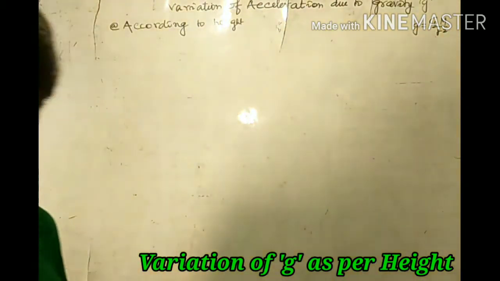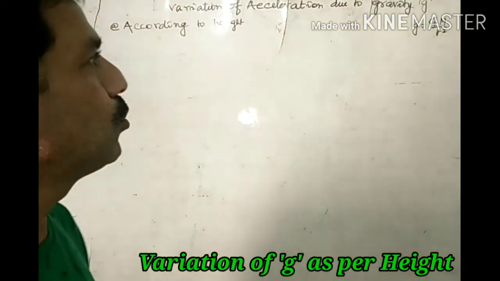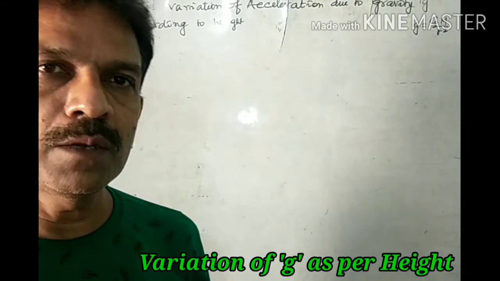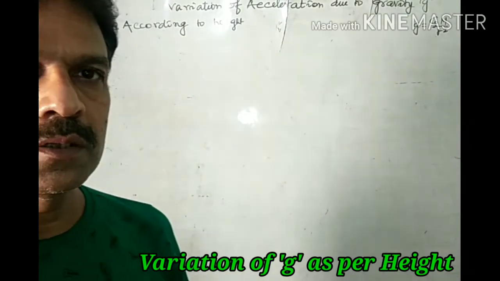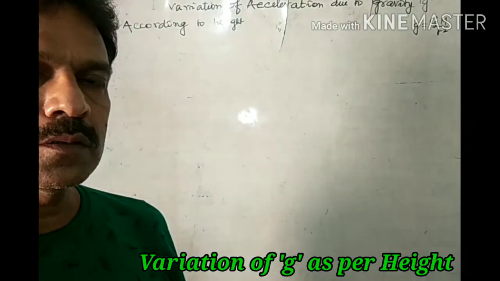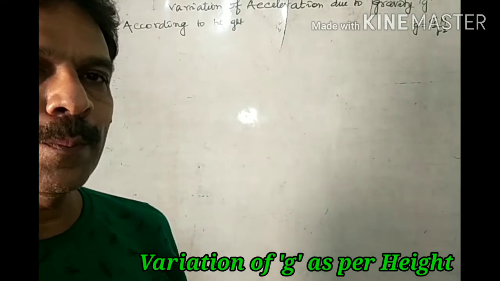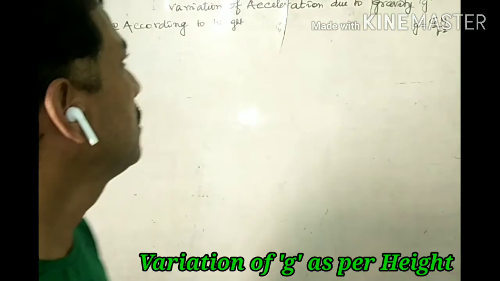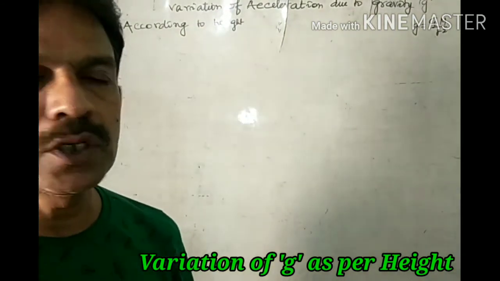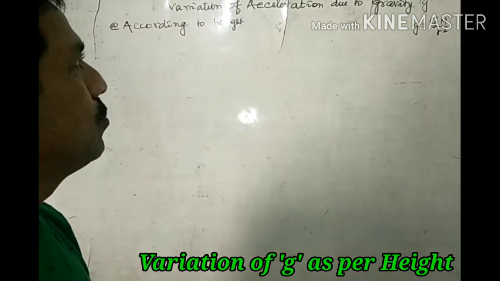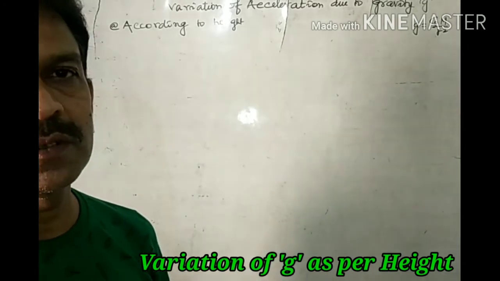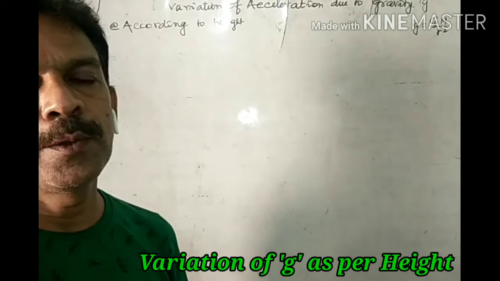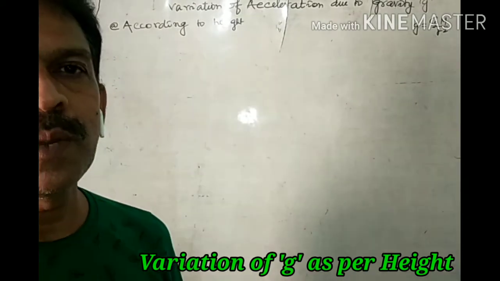And you have also studied that acceleration due to gravity is independent of mass of the body. Whether a body is light or heavier, all bodies have same acceleration due to gravity. g equals GM by R square. Here we will study how acceleration due to gravity varies according to height, according to depth, according to place.